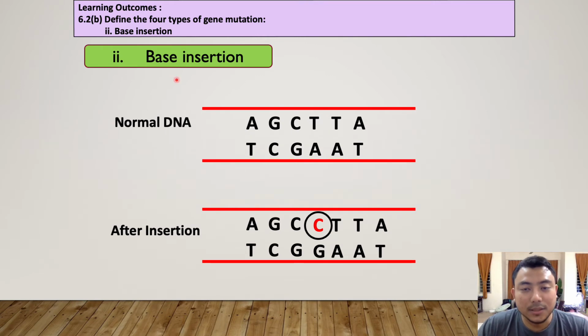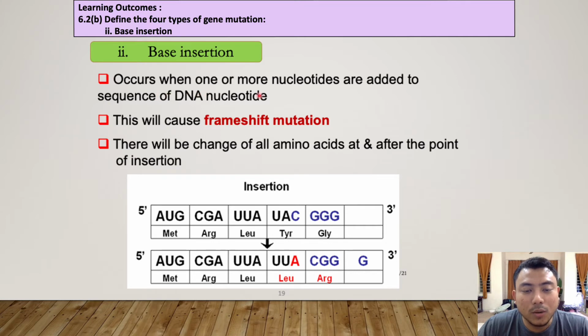Next is base insertion. Maknanya kita masukkan one nucleotide base dekat situ. So sepatutnya after AGC TTA, but here after AGC ada C pula nucleotide yang masuk. Lepas tu baru TTA. So of course lah C partner dia akan dengan G. Okay, it occurs when one or more nucleotides are added into sequence of DNA nucleotide. This will cause frame shift mutation. So apa frame shift mutation ni? There will be a change of all amino acids at and after the point of insertion.